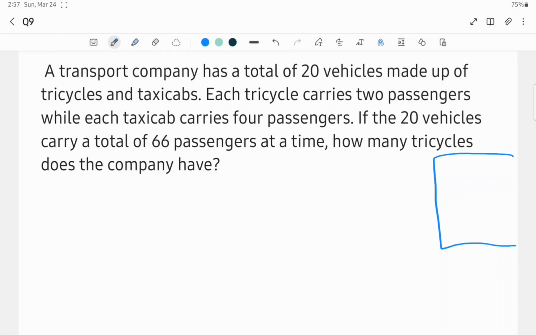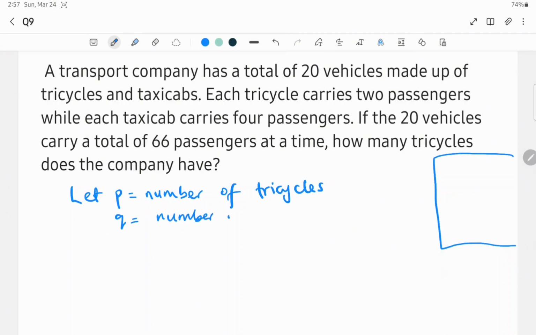So this is a simultaneous equation problem, a word problem leading us to simultaneous equations. I know it is because we have two variables involved, the number of tricycles and the number of taxi cabs. In this case, let's use P and Q. Let P represent the number of tricycles and Q be the number of taxi cabs.